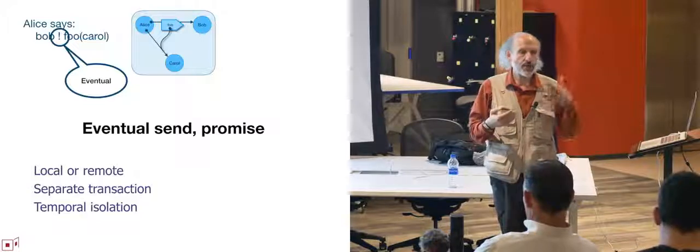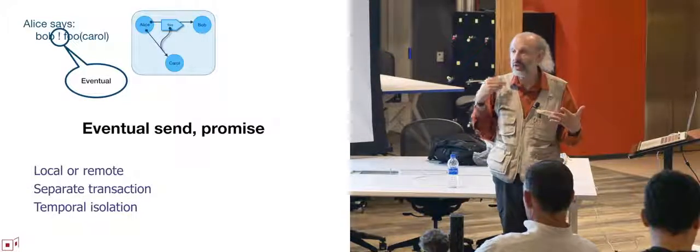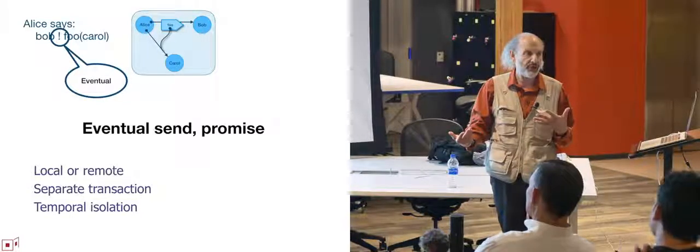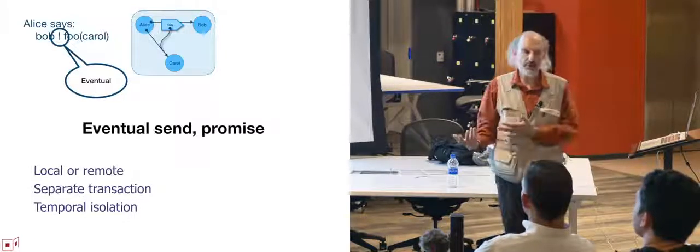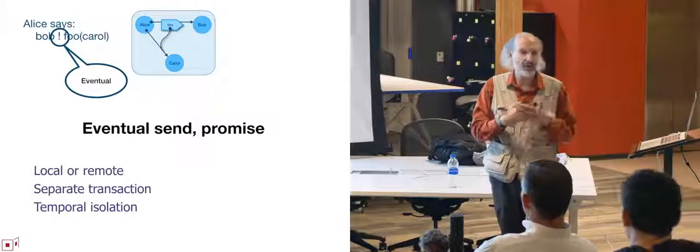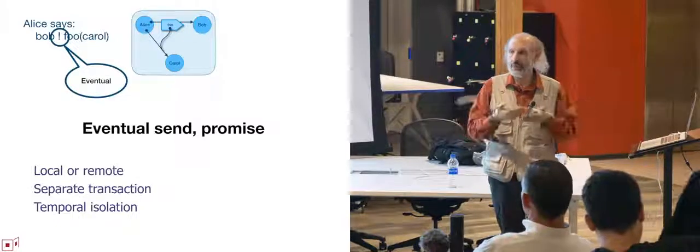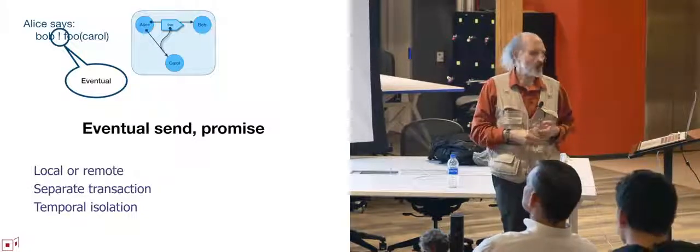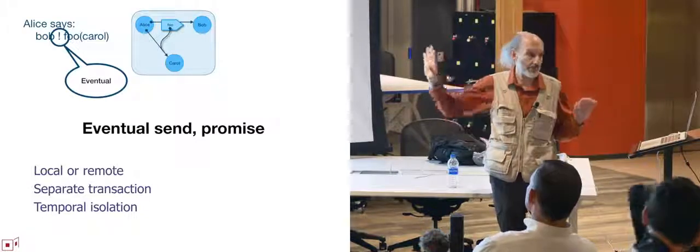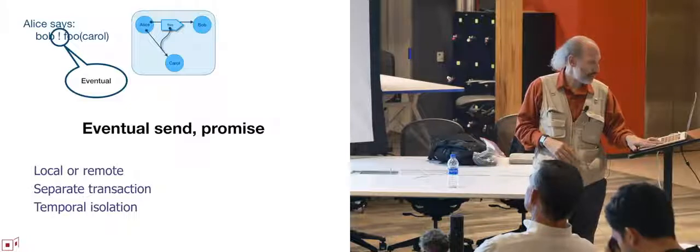Alice's transaction completes without being affected at all by Bob's activities in reaction to the message. And likewise, when Bob receives the message, that starts a new transaction. They have nice temporal isolation, keeping them from disrupting each other. So now Bob can be local or remote. Alice doesn't have to care where Bob is. It's the same programming paradigm.